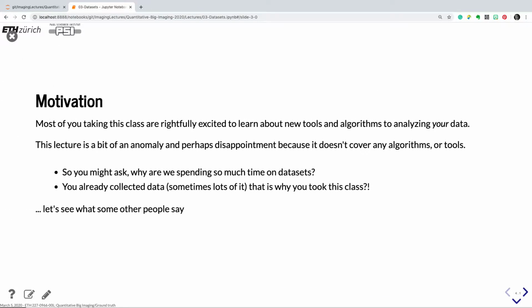So, I already cheated a little bit in the overview, but the motivation for this lecture is you really want to work with your own data, and also learn about how to work with it and analyze it. But in principle, this lecture is not about that. So maybe a bit disappointing, but I hope you will learn something good anyway out of this.